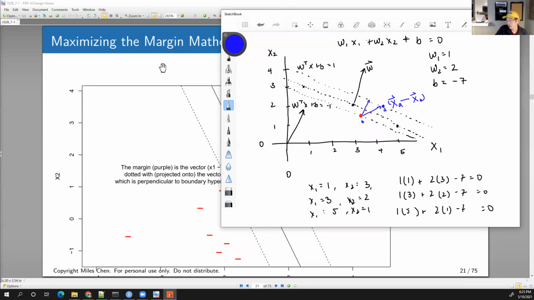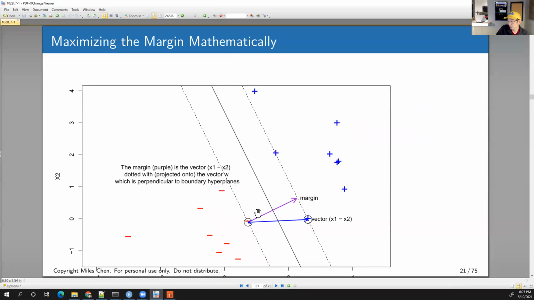That's what this diagram is, right? So this arrow is parallel to the vector w. The vector w is perpendicular to this boundary. And if we take the dot product between one vector and another vector, you will get the projection of that vector onto the direction of the other vector, yeah?